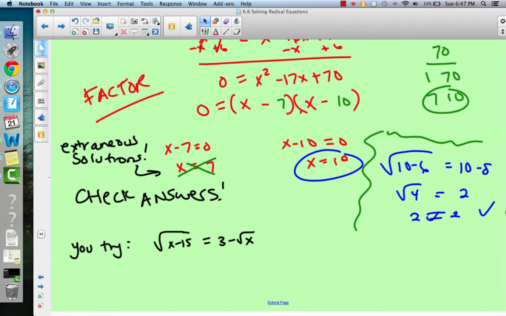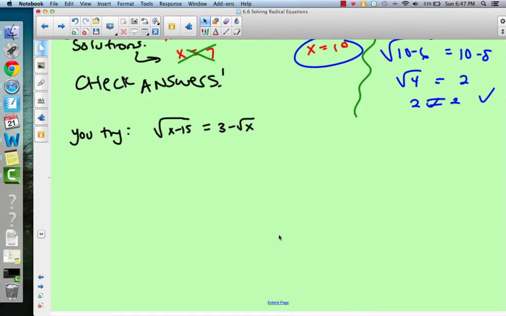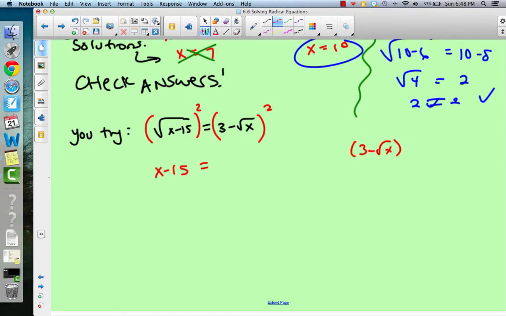So I would like you to go ahead and try this one right here on your own. This one's a little tougher only because you've got something that's going to have to be squared on both sides. So I'm going to start you off real quick. We're going to square both sides because it's a square root. So squaring, over on the left we get x minus 15, but then over here you're going to have 3 minus the square root of x, squared. What that looks like is 3 minus the square root of x times 3 minus the square root of x. So you need to FOIL that out and then continue solving. So try that one on your own and see if you get the same answers as me.